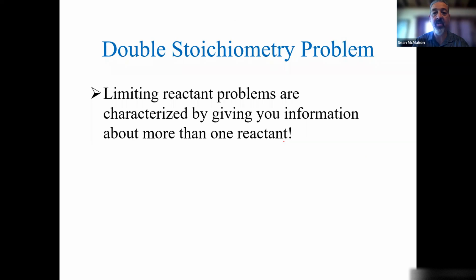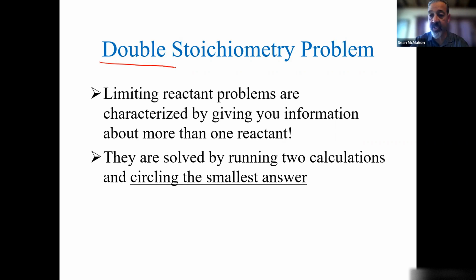So limiting reactant problems are pretty much the same thing that we did earlier with stoichiometry. I just call it a double stoich because instead of them just giving you the amount of one reactant, they give you the amount of both reactants and then ask for how much product is produced. So you do stoichiometry, grams to moles, moles to moles, moles to grams, twice, and whichever is a smaller amount is the amount that you actually produce.